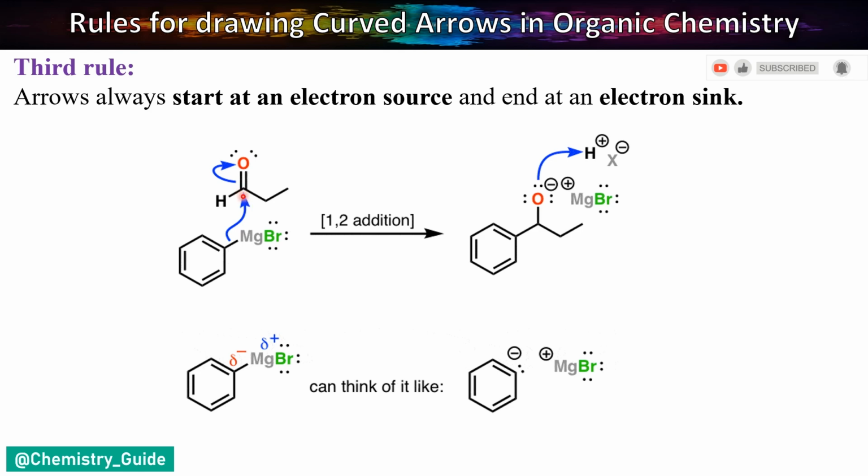This carbon is highly positively charged due to the presence of the oxygen atom. So the arrow is shown from the electron source to the electron sink.